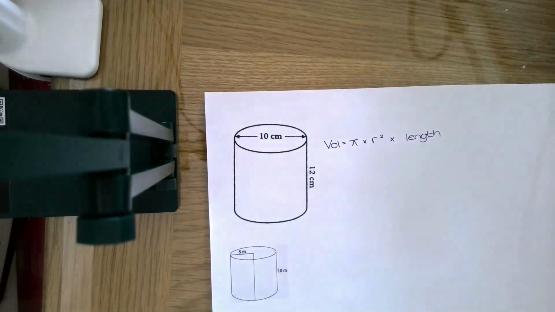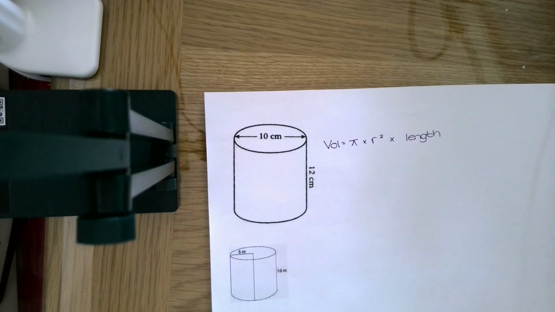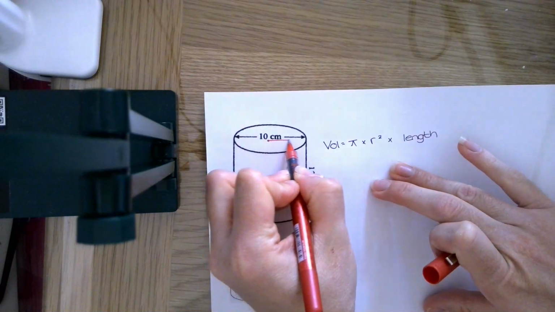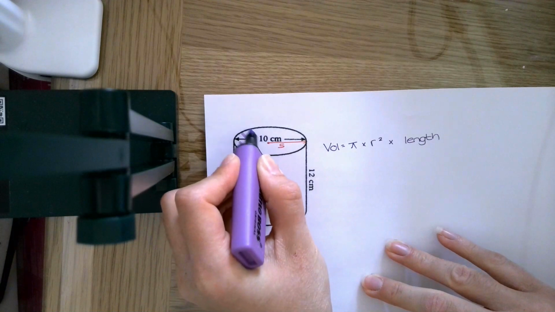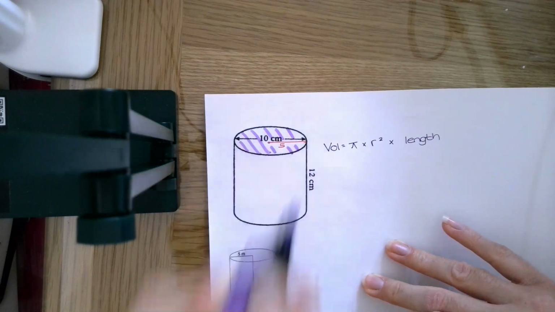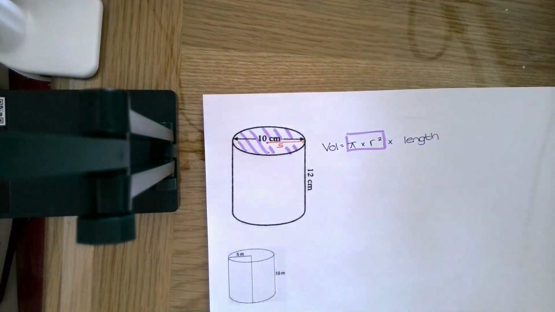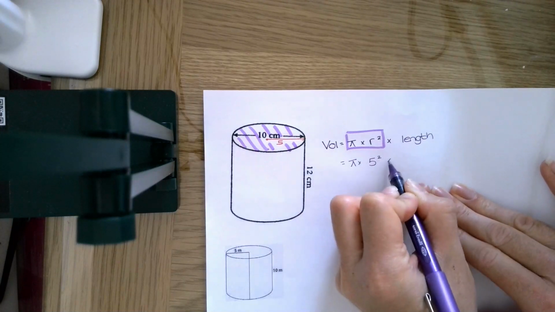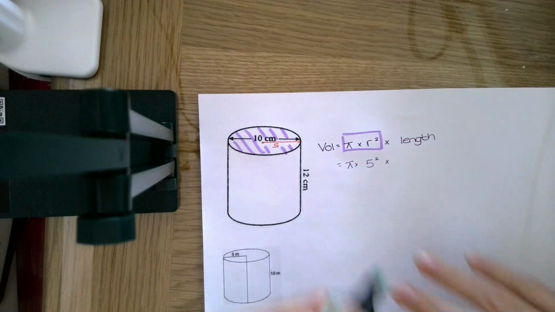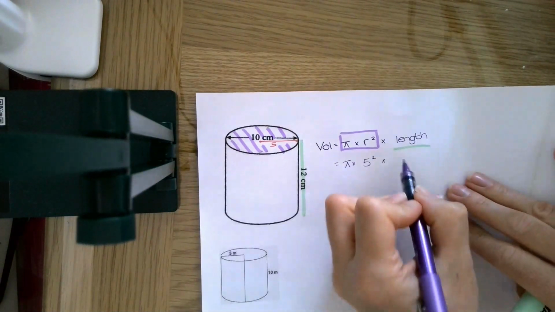If you look at this first example, we haven't got the radius. The radius goes halfway across. We've got the diameter. So our radius halfway across the shape is just going to be a 5. So the area, our pi r squared, is going to be pi times 5 squared. And then we need to times that by the length of the shape, which was our 12. So then we times that by 12.